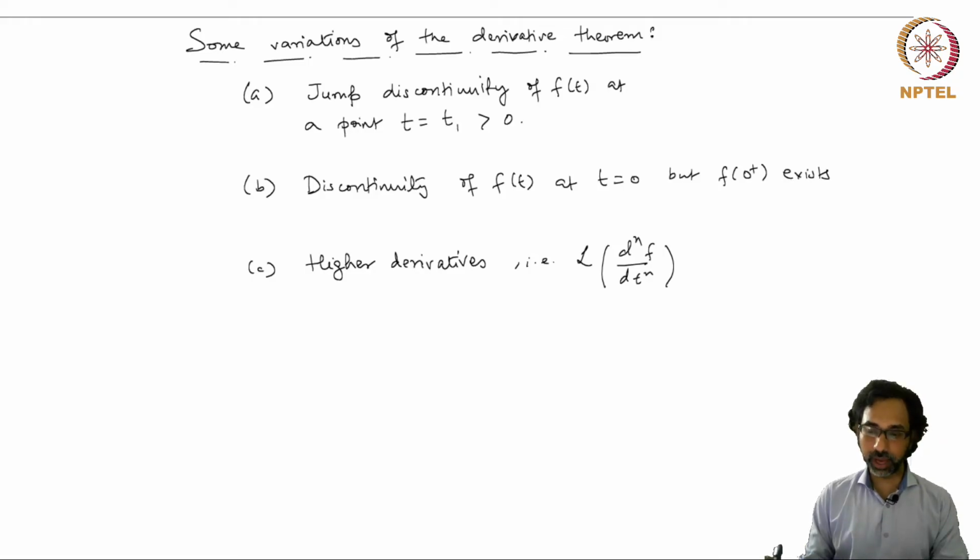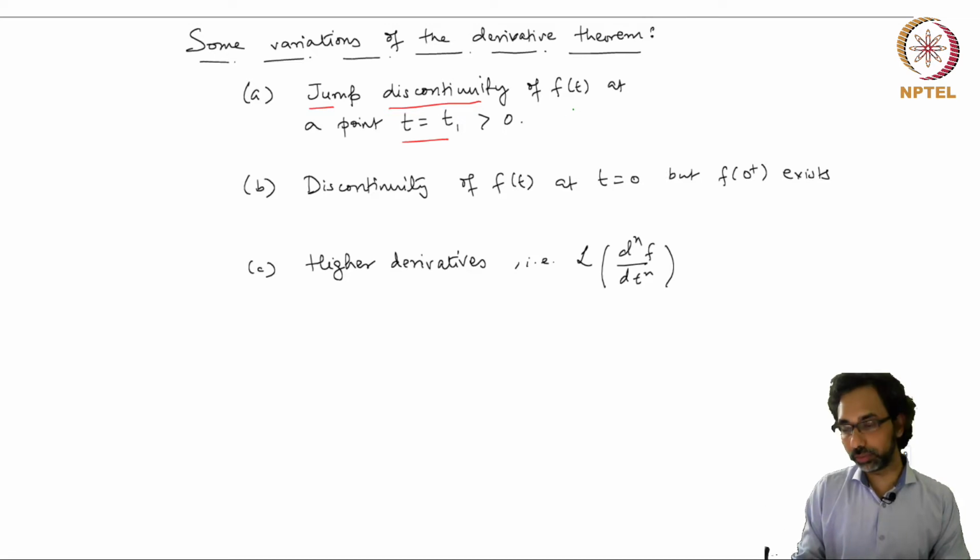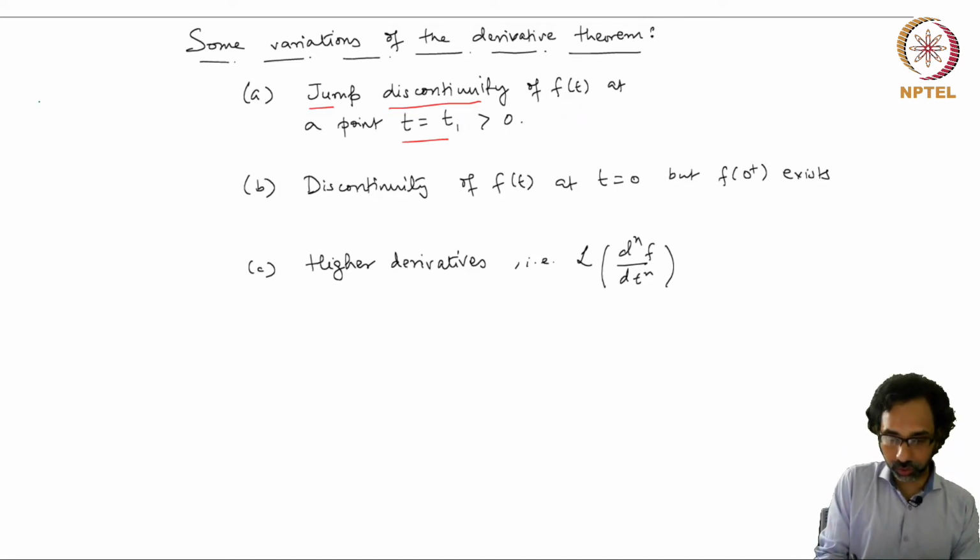Now let us look at some variations of the derivative theorem that we have stated. The first one is for jump discontinuity of f(t) at a point t equal to t1. So for a jump discontinuity, we assume that f(t) is piecewise continuous. Then our graph of f might look something like this.